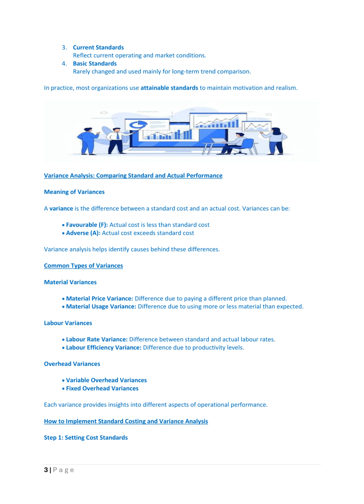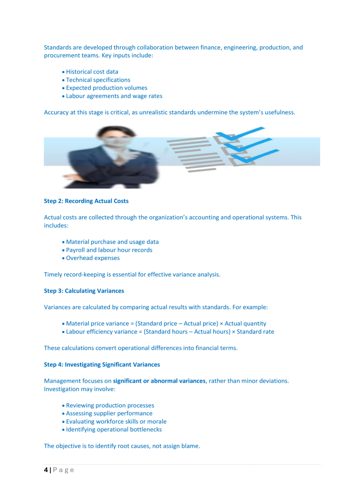The first step in applying standard costing and variance analysis is setting these cost standards accurately. Standards are created with input from finance, engineering, production, and procurement teams, using historical cost data, technical specs, expected production volumes, and labor agreements. It's important these standards are accurate because unrealistic ones can make the whole process ineffective. Next, actual costs are gathered through accounting and operational systems, including material usage, payroll, and overheads, and keeping these records up to date is crucial for analyzing variances.